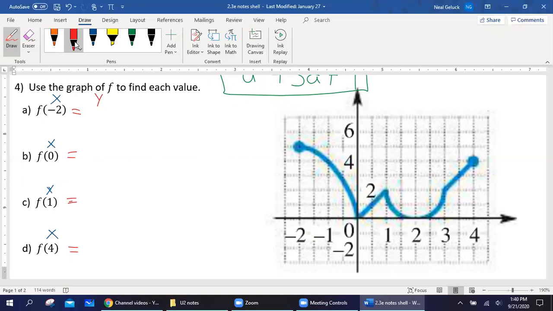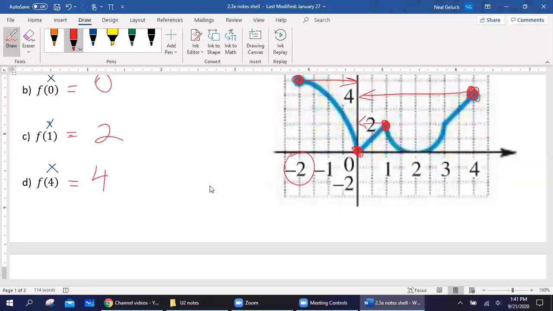So f of negative 2, when x is negative 2, there I am on the graph, the y value appears to be 5. So it's just the coordinates of the point. When x is 0, y is also 0. When x is 1, here I am on the graph, that appears to be going with the number 2 for y. And when x is 4, that appears to be going with 4 for the y value. So graph versus equation, the graph's way easier on that.